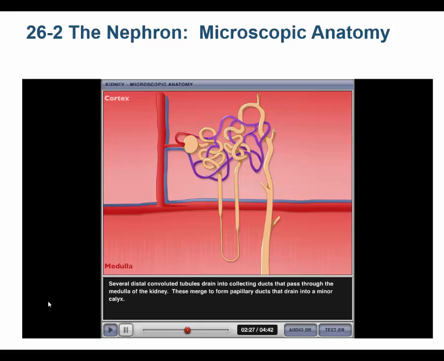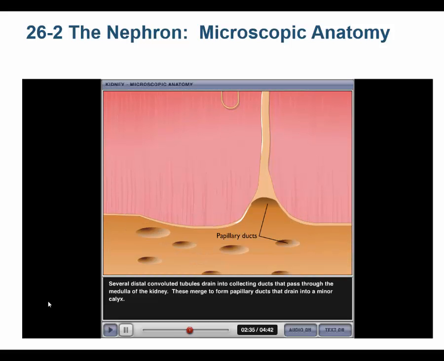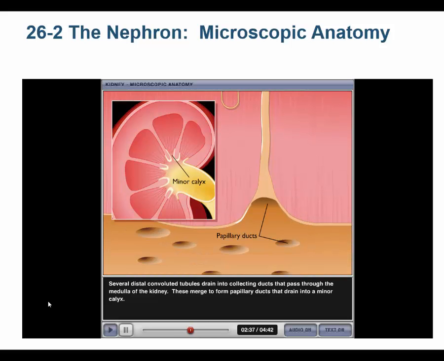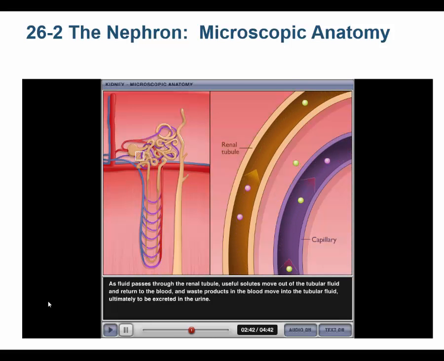Several distal convoluted tubules drain into collecting ducts that pass through the medulla of the kidney. These merge to form papillary ducts that drain into a minor calyx. As fluid passes through the renal tubule, useful solutes move out of the tubular fluid and return to the blood, and waste products in the blood move into the tubular fluid, ultimately to be excreted in the urine.